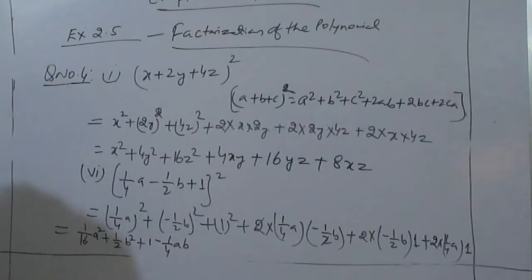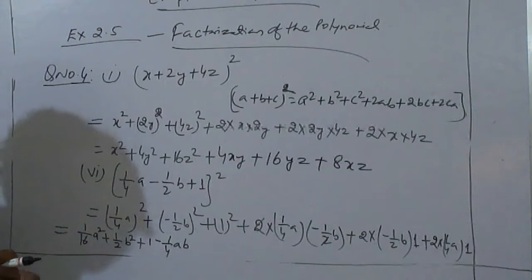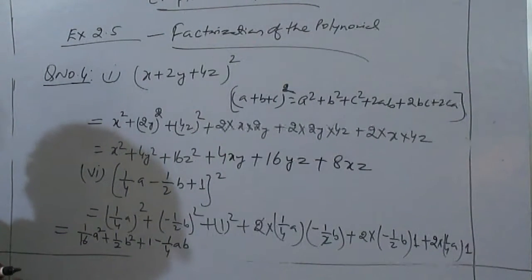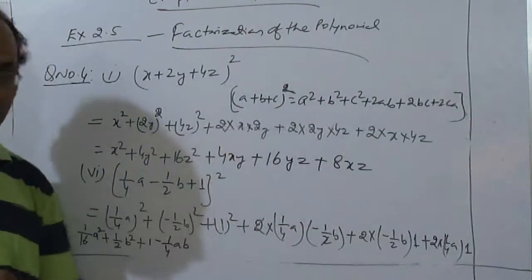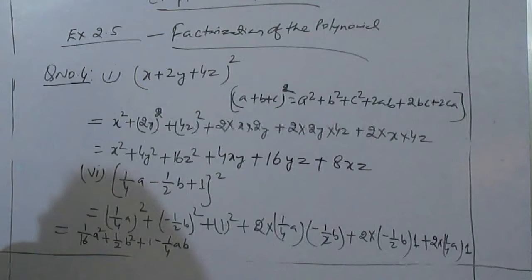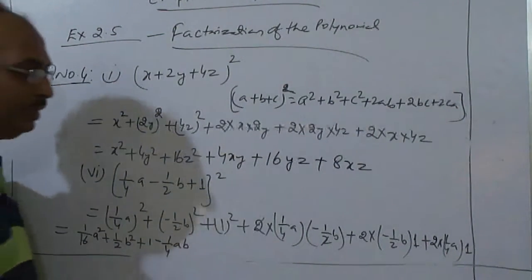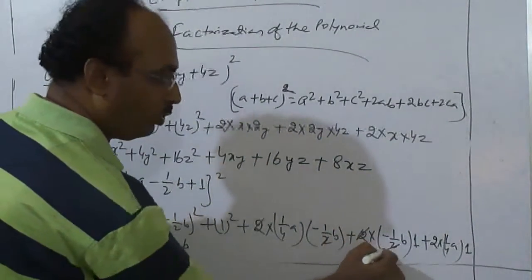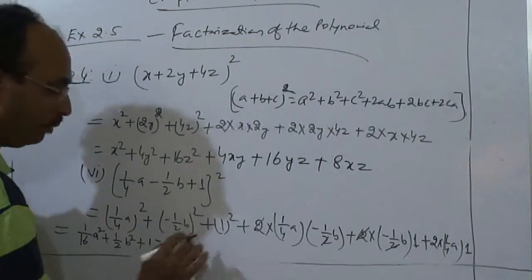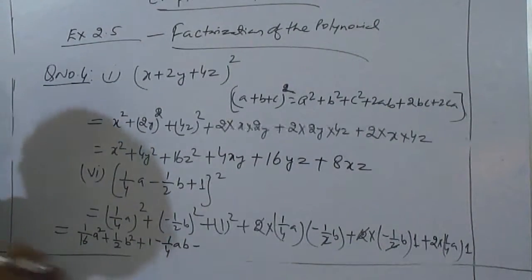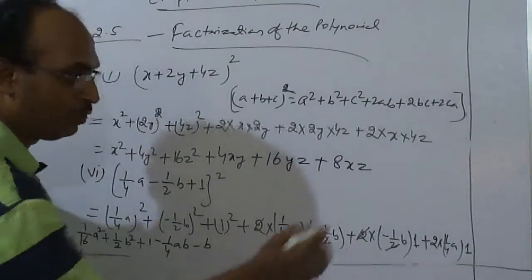Minus? Okay, first, minus 1 by 4, sir. Minus 1 by 4, B, sir. Yes, can you tell? Minus 2. This one? Minus 2 by 4. Minus 1 b only, this 2 and 2 have got cancelled, minus 1 b. Minus 1 b we can write as minus b. Okay, minus b. Next one.